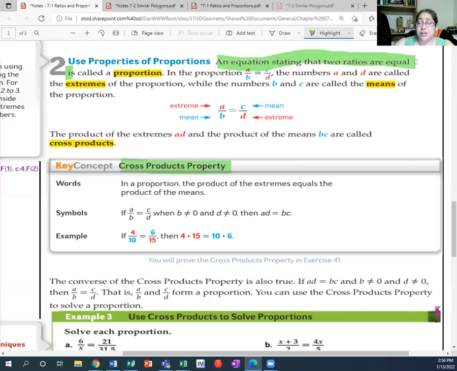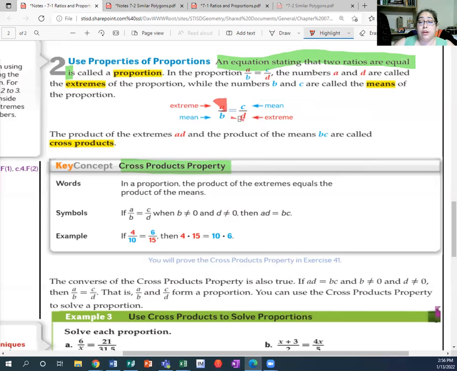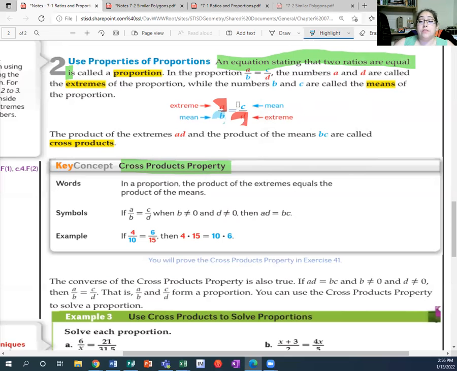That is, it's an equation with fractions where all you have is one fraction equal to another fraction. That's a proportion. We have different parts of this. We have the extremes, which are going to be the numerator of one and the denominator of the other. And then the means, which are the denominator of one and the numerator of the other. But we use this so that way we can talk about multiplying the extremes and multiplying the means. And when we do that, we get something called the cross product.